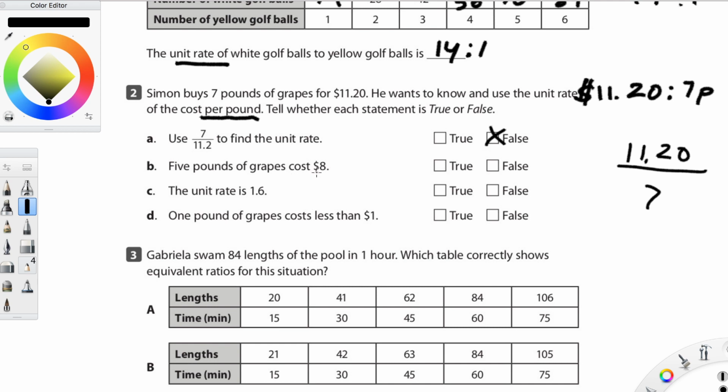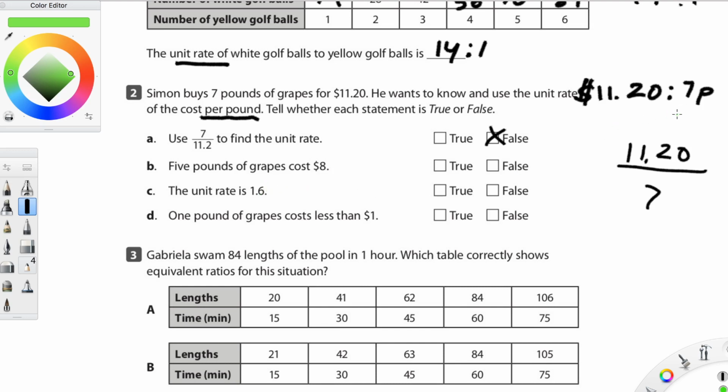5 pounds of grapes cost $8. Okay, now that's going to be a tricky one because we need to figure out how much 1 pound is first and then multiply that to get 5 pounds. So right here, I'm going to divide it by 7, and I'll do it color-coded just so we don't get too confused because it's going to get a little bit confusing. So we're going to make this 7 pounds into 1 pound first. And actually, that'll help us find our unit rate as well. So it'll help us for both questions.